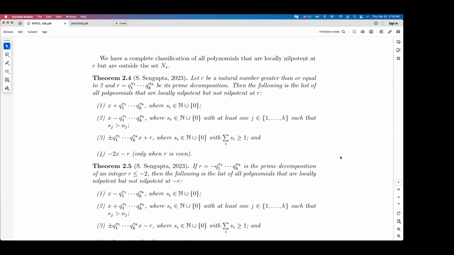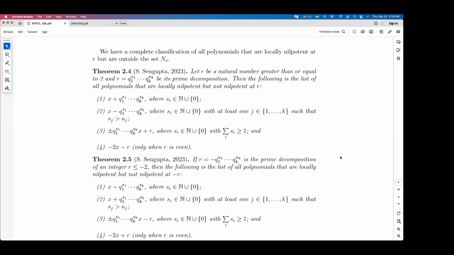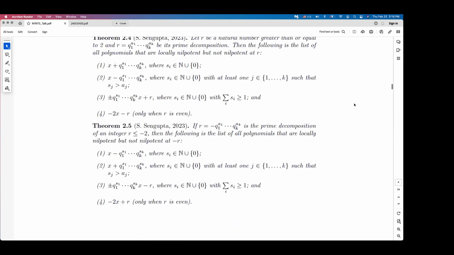And that is why I only had to consider linear ones. And for linear ones, we have an easy iteration formula. And that is what was working in our favor. And we were able to capture all the families of polynomials for which it is locally nilpotent at R, but not nilpotent at R, using this fact that if it exists, then it has to be linear. So this is what we know so far.